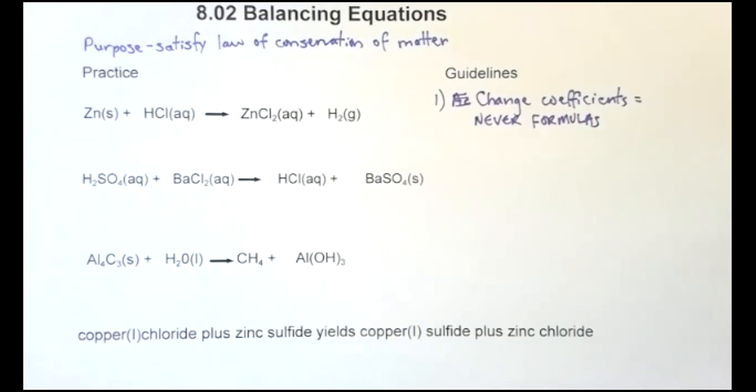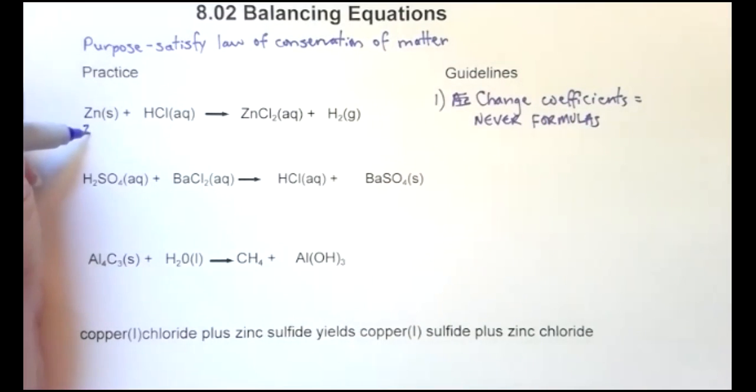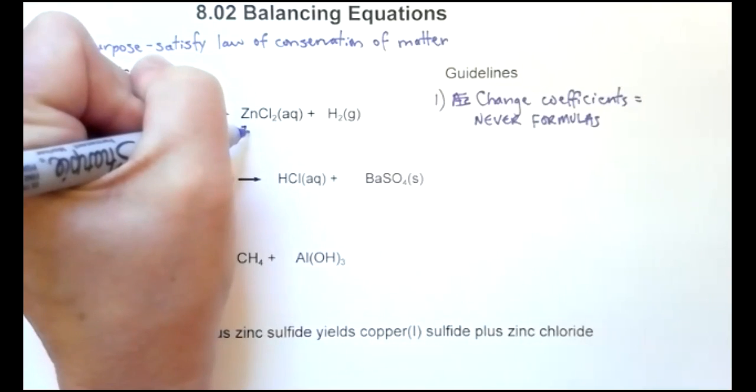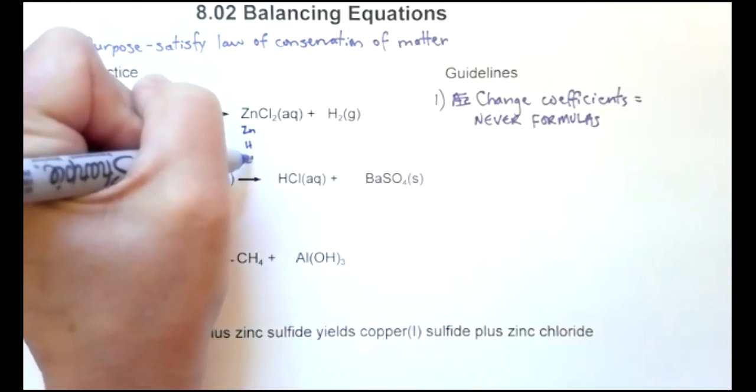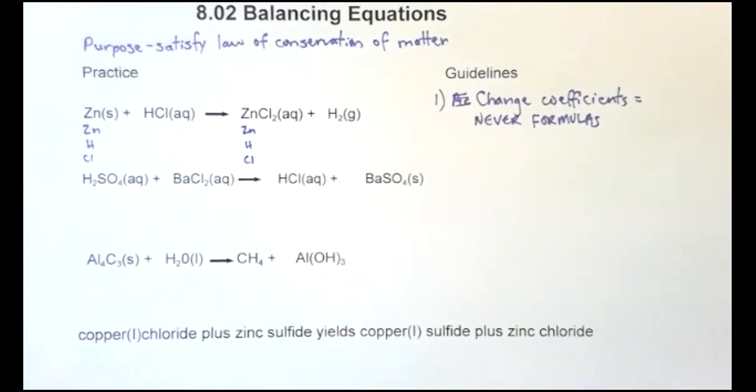So one of the things you might want to do is element tallies. You might want to make a zinc, a hydrogen, and a chlorine list over here, and a zinc, a hydrogen, and a chlorine list over here. This is just a suggestion. Some people can balance without doing this. Some people, this really helps.